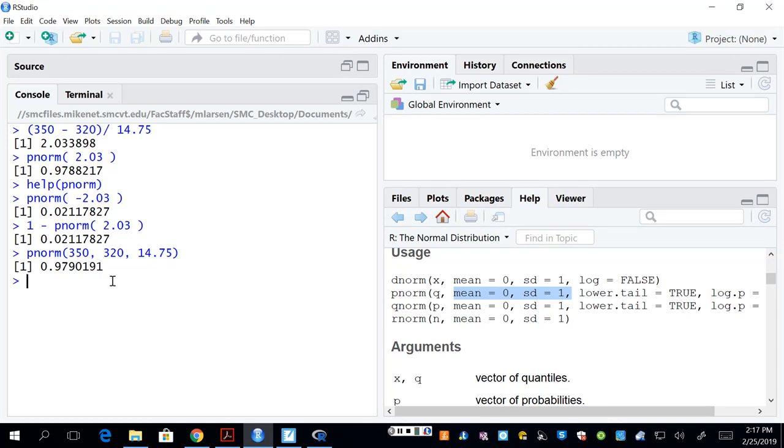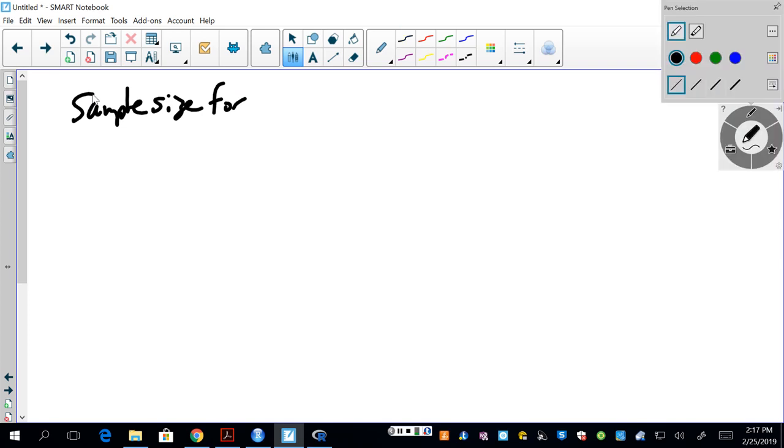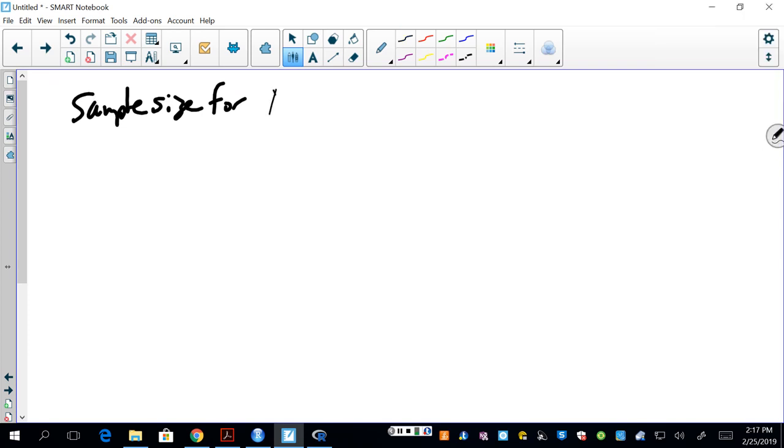But any question? So, what is good for sample size? Sample size for binomial, or normal approximation to binomial. How many trials should you have before you go to doing this?